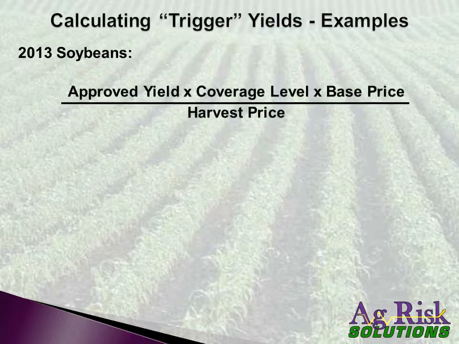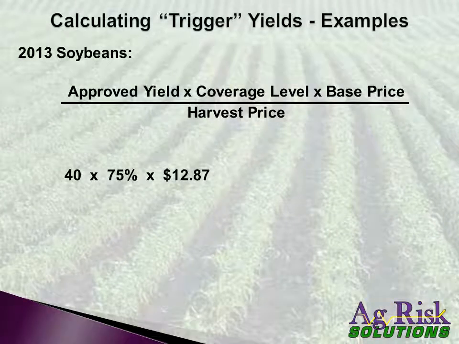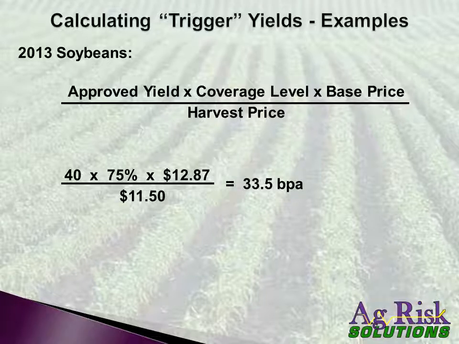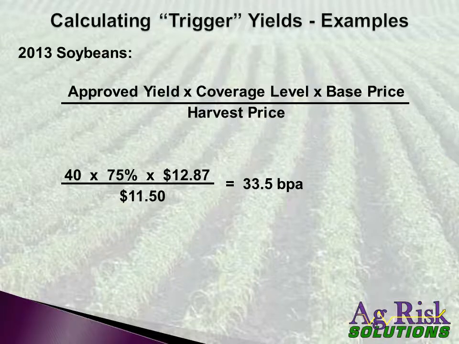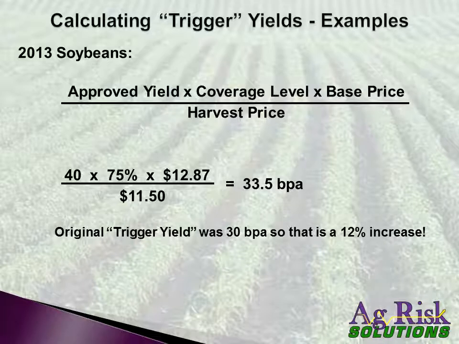Same type of an example for soybeans. If we have a 40 bushel approved yield, 75% coverage, and a base price of $12.87, if our harvest price comes in at $11.50, your trigger yield will equal 33.5 bushel per acre. So if, again, like I said, at this point we're projecting that harvest price, if it comes in lower than $11.50, your trigger yield will actually be much higher than 33.5. If it comes in higher than $11.50, that will lower that trigger yield. And in this situation, the original trigger yield was 30 bushel per acre, 40 times 75%. So this would be a 12% increase in your guaranteed yield or your trigger yield.